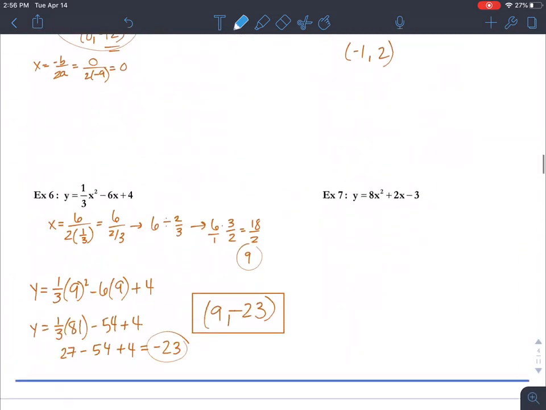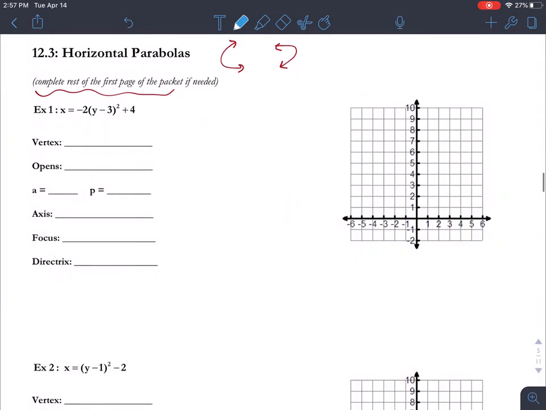Nope, just kidding. How about this page? Okay, so we've got 2 graphs to do and then a couple writing equations problems, and then we'll be done. So let's try this out, guys. Graphing, a, p, all those guys are the same.